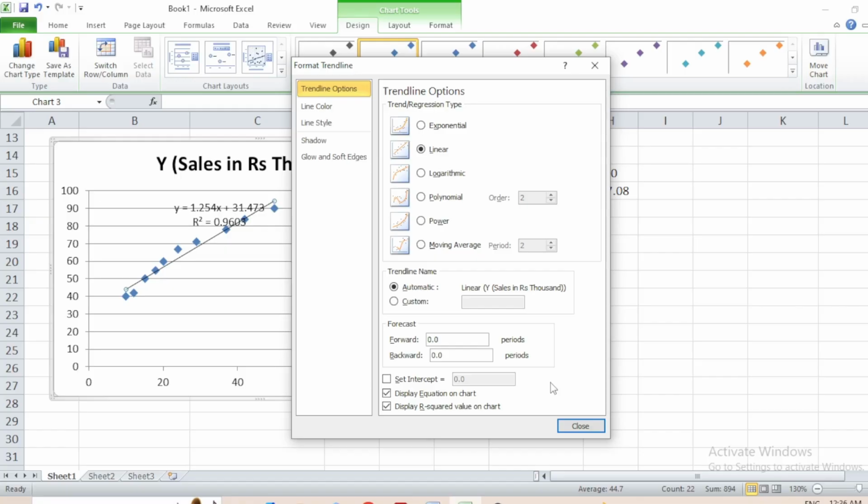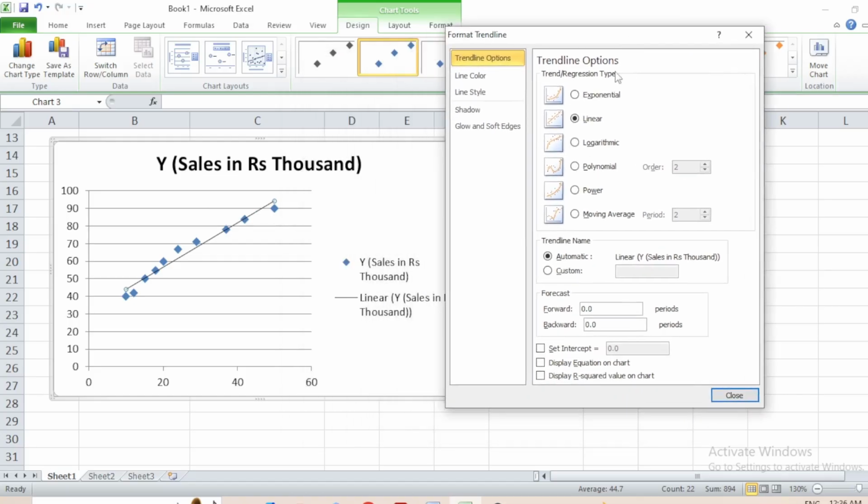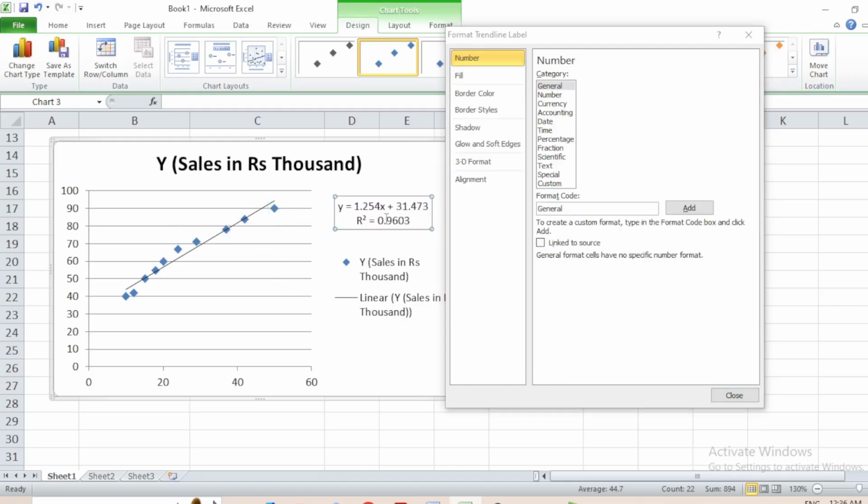Now, if you can see in the chart also, we are getting some kind of equations. So I will just remove the check boxes. See, now there is just a straight trend line. But if we just put the check boxes of display equation on chart and display R squared value on chart, this equation and R square is also being given.